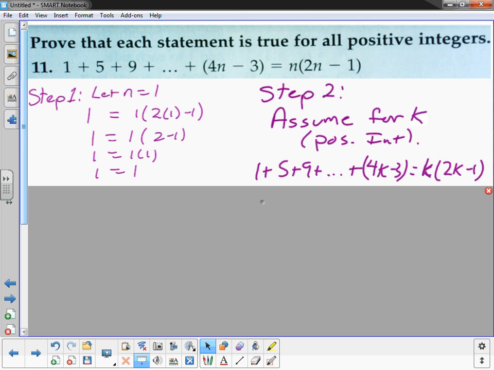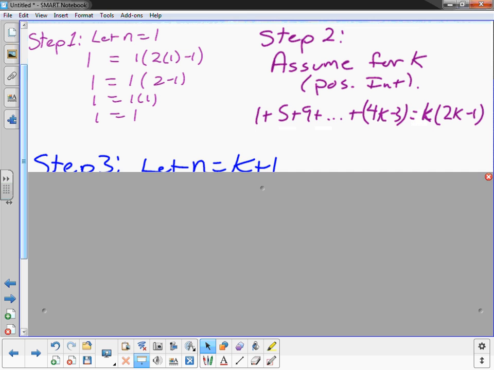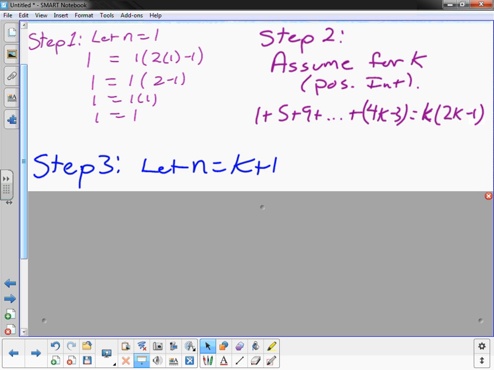Now, for step 2, I'm going to assume that k is a positive integer, and that 1 plus 5 plus 9 plus ... plus (4 times k minus 3) does equal k times (2k minus 1). I'm going to assume that's true for some integer k. Now, step 3, I'm going to let n equal k plus 1.